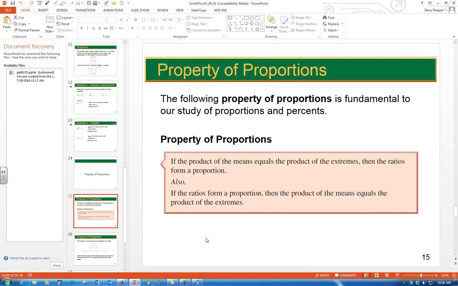For this section, you are going to be using something called the property of proportions. And what it really says is that the product, which means multiplication, of the means equals the product of the extremes. Now I know that's math language, but what we want to do is look at how it's used.